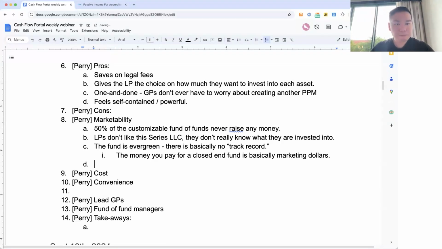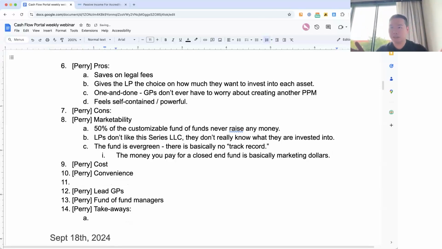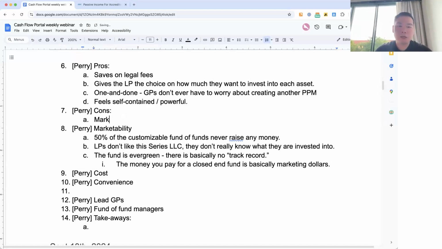Okay, so the LPs don't really know what they're investing into, even though they have the choice of 50,000, 25,000, which means they are wary about the thing they're investing in. The second reason is the fact that this is evergreen, so they won't really know how everything is performing. Now you can argue against that, obviously, by putting in that this fund consists of 5 different assets, and these are the performances of the 5 assets. So there is a workaround. That's a fair point. So one of the cons, I will say, is marketability.